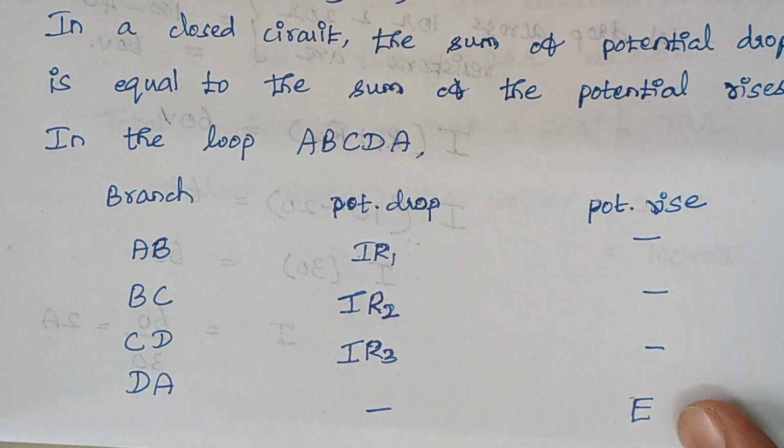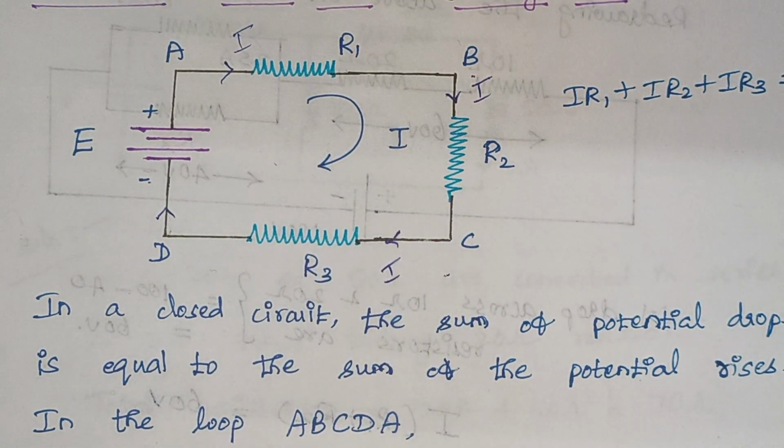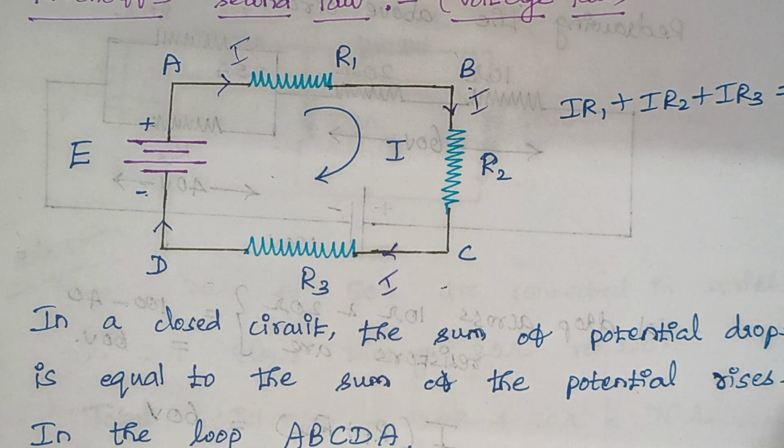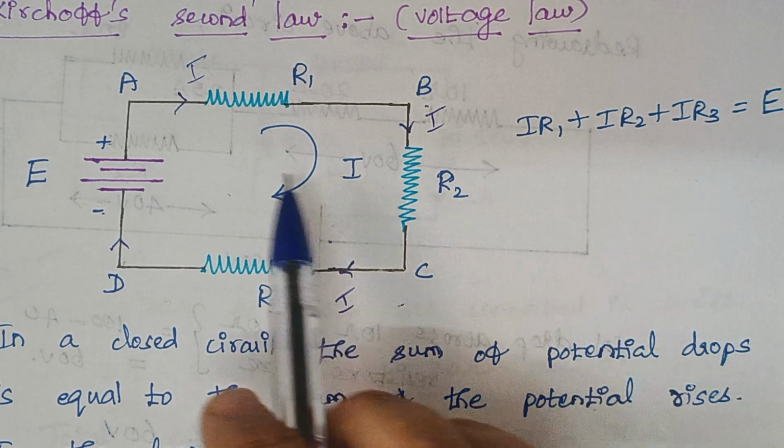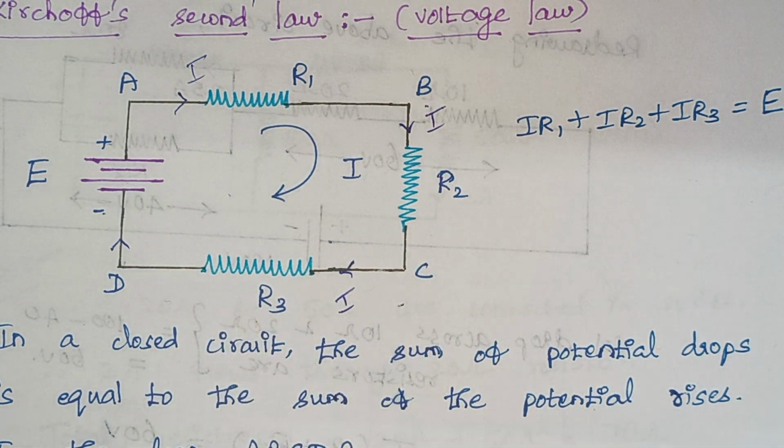As per Kirchoff's voltage law, what is the law here? The sum of potential drops is equal to the sum of potential rises. What are the potential drops? IR1, IR2 and IR3 are the respective potential drops along R1, R2, R3. What is the potential rise? That is E. So this is our second law.